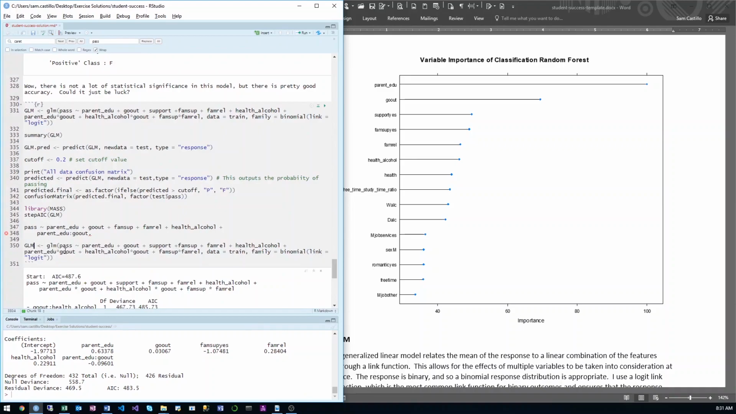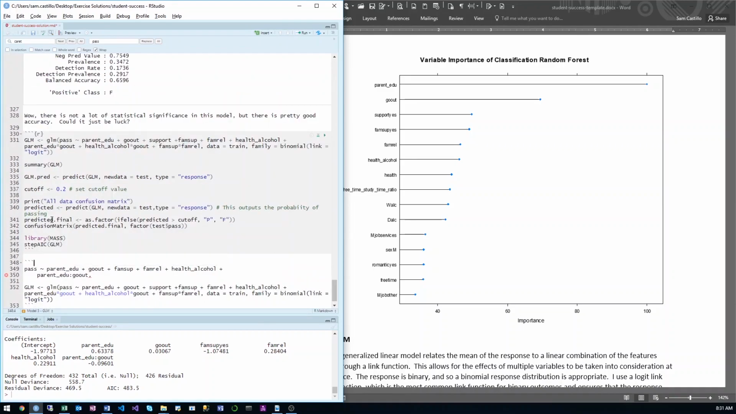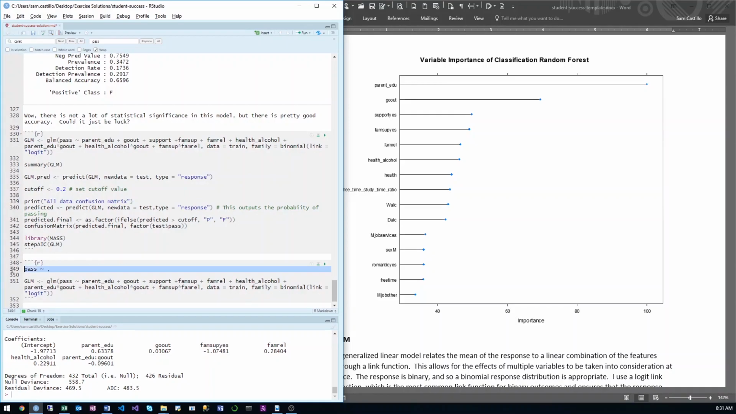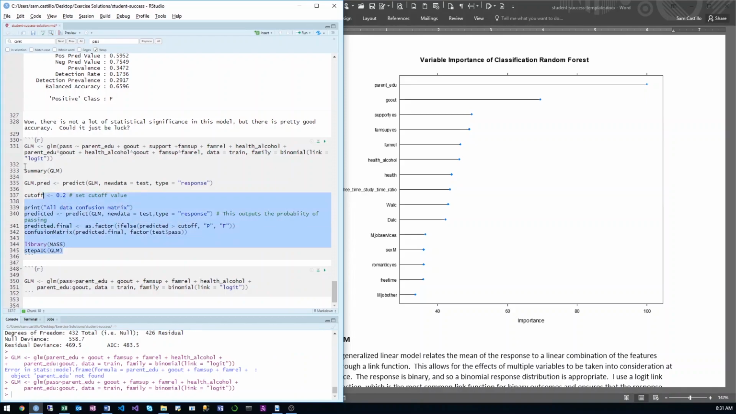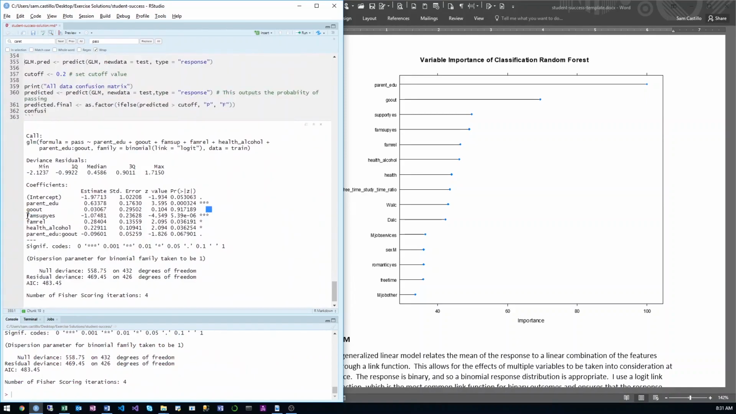So I'll just create a new chunk. And then I'm just using the formula from the step AIC. And then let's look at this one. Okay, so these are significant except for go out. So go out shows as significant in the random forest. It's the second most predictive. However, it's not showing up here. That's probably because I'm missing an interaction effect somewhere.